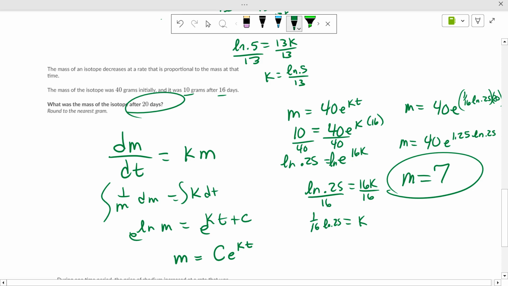K is not a variable. K is a constant. So it's like a 2 or a 7 or whatever. So if you integrate a constant, but dt integrates to t, a variable. Okay?